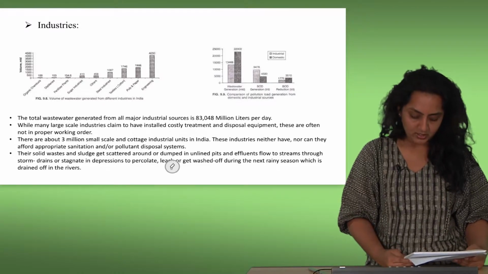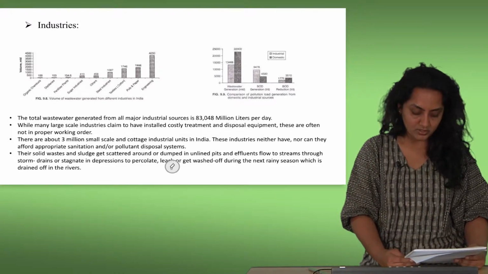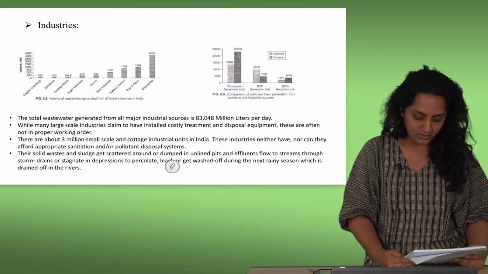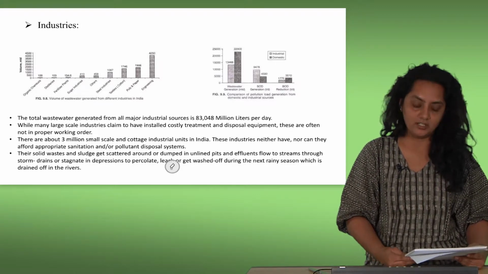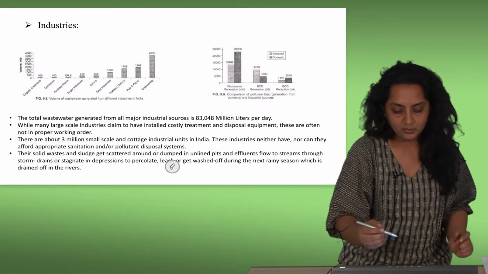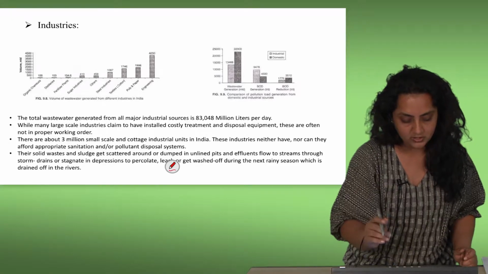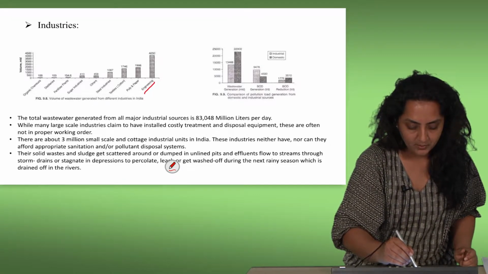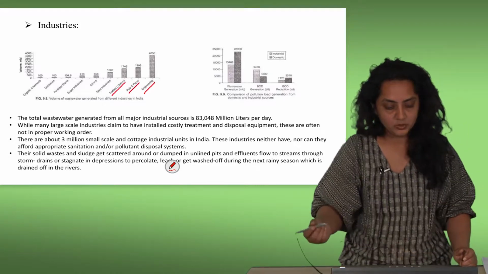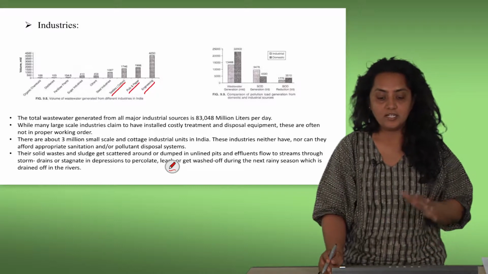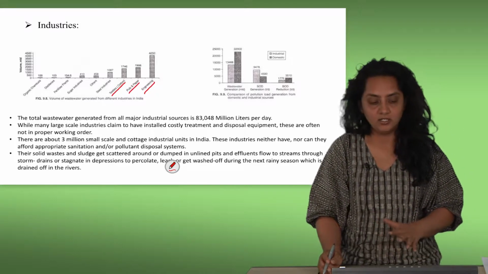Treated or partially treated or untreated wastewater is disposed into the natural drains which join the rivers or lakes, or used on land for irrigation and cultivation purposes. You can see here that the biggest industry generating wastewater is engineering, followed by pulp and paper and then textiles. The total wastewater generated from all major industrial sources is 83,000 million liters per day.